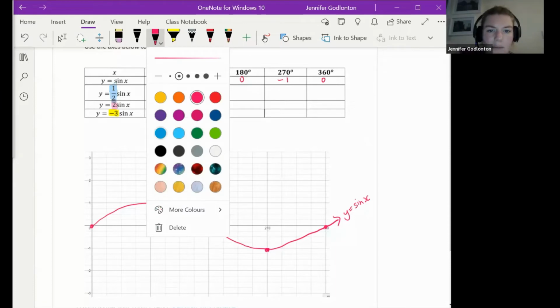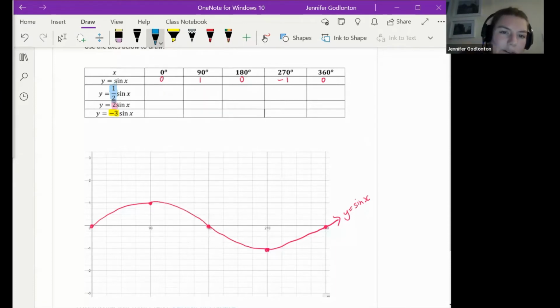And now I'll start thinking about what my next graph is going to look like. So now I'll start looking at this one. If you're feeling lost and you don't know how to do that on your calculator, you're going to write a half. So push your fraction key and write a half, and then say times sine, and then in brackets you would have 0 degrees. So you're going to have 0, and you should get an answer of 0.